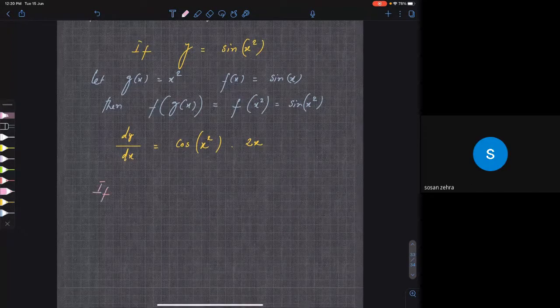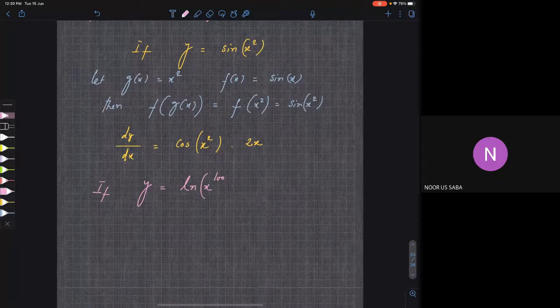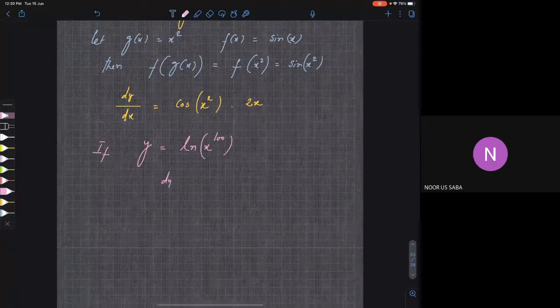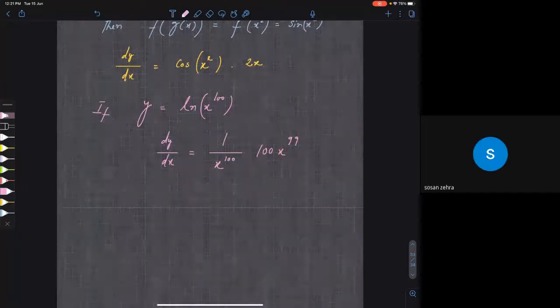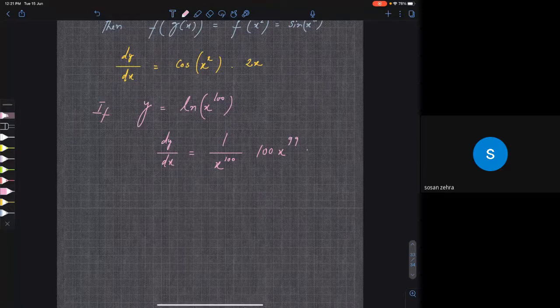If y equals natural log of x power 100, then dy by dx equals 1 by x, because the derivative of log is 1 by x, and in place of x we have x power 100. But in place of x you have something else, so I have to take the derivative of that and multiply. So it will be 100 x power 99. Basically if you simplify it, it will be 100 divided by x, because x power 99 and x power 100 cancel.